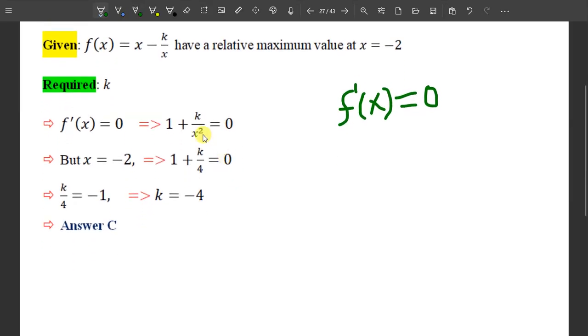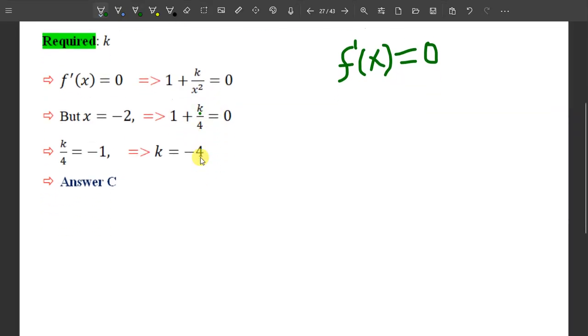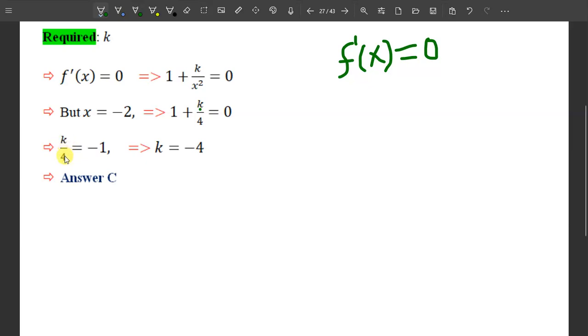And again, our critical number x is equal to minus 2. Therefore, replace x by this value, minus 2. It becomes 1 plus k over minus 2 squared, which is 4. Therefore, solve this linear equation. It is a linear equation, and therefore we can solve as such. k over 4 is equal to, moving this one to the right, minus 1, and then multiplying 4 by minus 1, k is equal to minus 4.